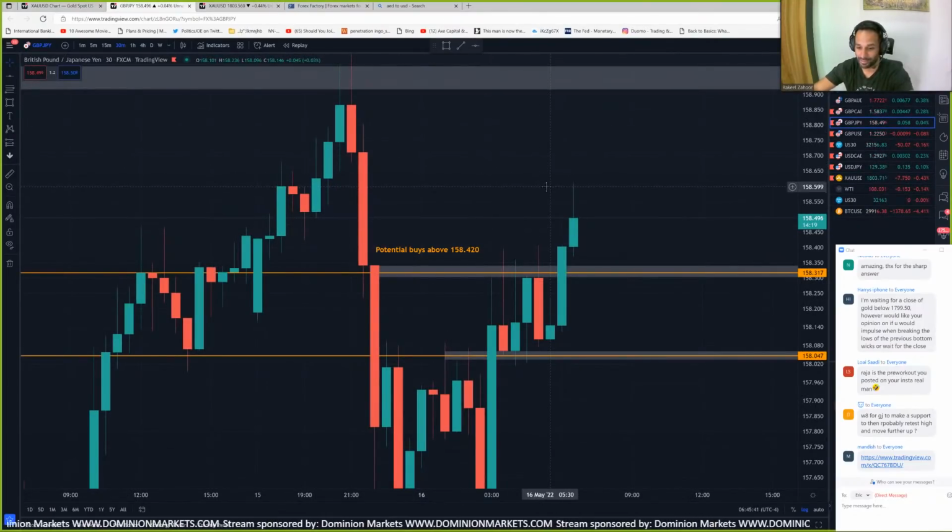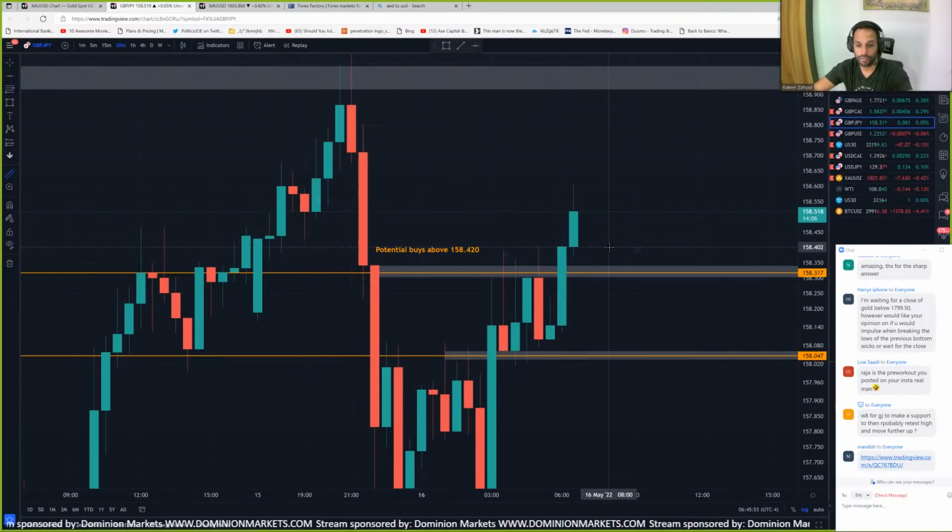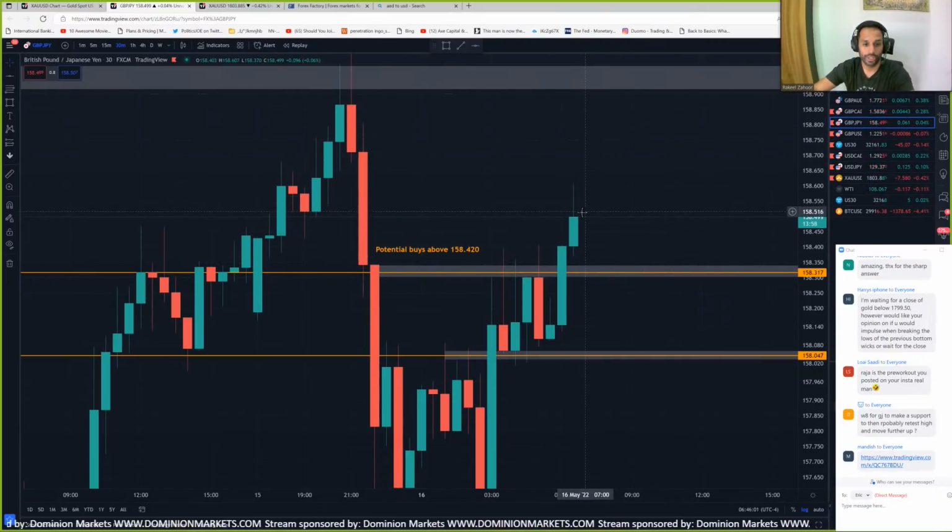This is prime time. Wait for Gigi to make support and retest the high. Yes, that's going to be the most logical thing to do. Since the move has already happened at this point right here, we started from 158.400 till right around 20 pips. It's going to be better for price to retrace down, create support, and then move up. So that's going to be something really good to wait for.